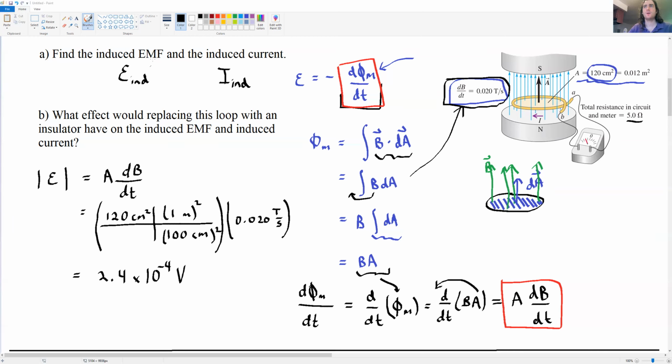Okay, so now the question, and maybe I leave this for you guys, you tell me what to do. How am I going to get this induced current now? So you tell me what to do in the chat. How do I get this induced current?